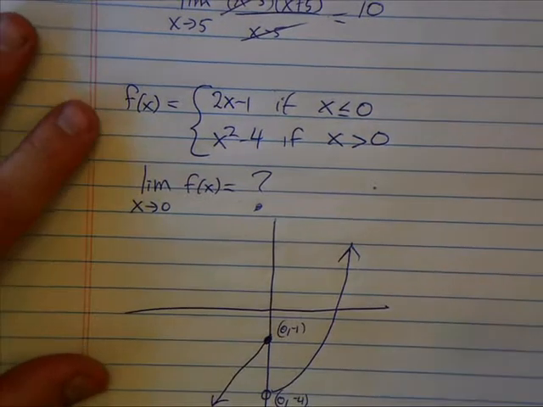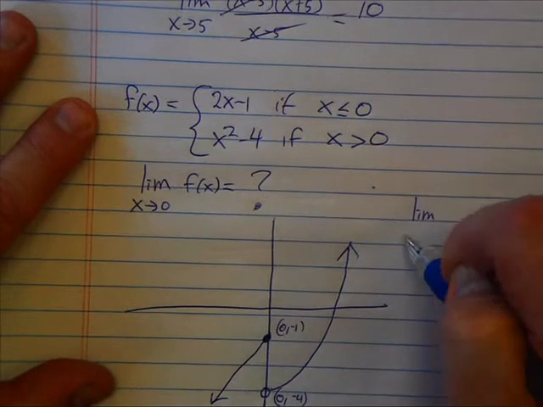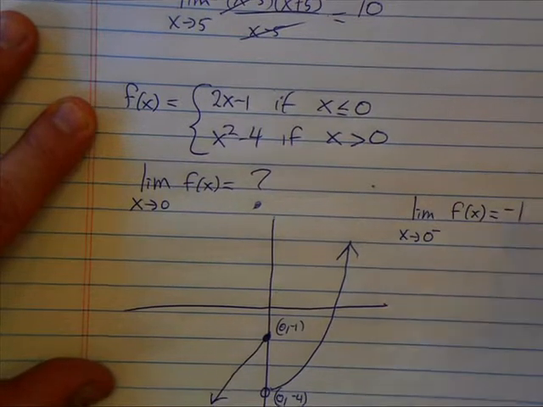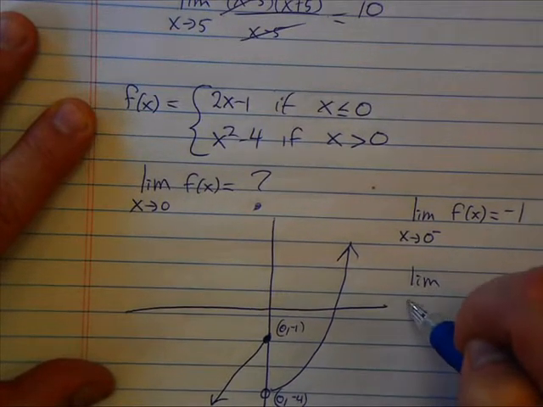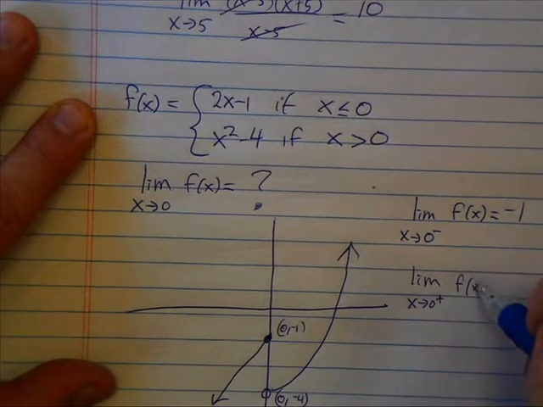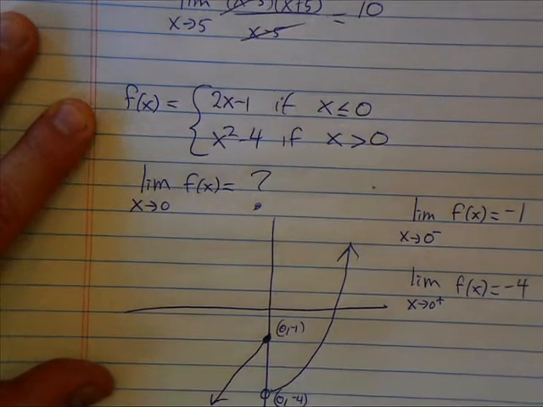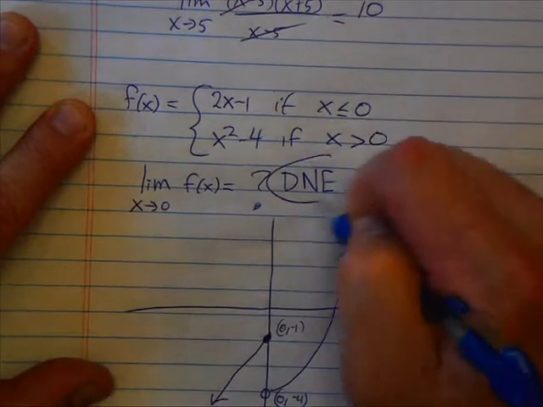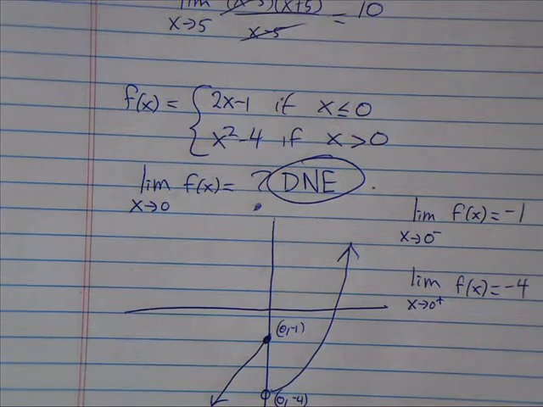And so the symbols we would write: the limit as x goes to 0 from the left of f of x is -1. And on the other hand, the limit as x goes to 0 from the right of f of x is -4. And so our answer to the entire problem would be does not exist. The limit itself does not exist. The left limit exists. The left limit is -1. The right limit exists. It's -4. But those answers aren't the same. If those answers were the same, then we would say the answer is whatever the common number was. Correct.